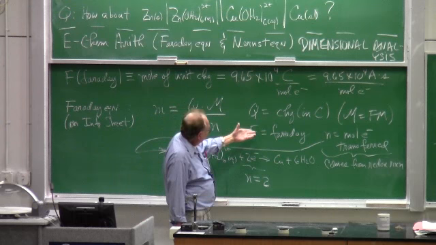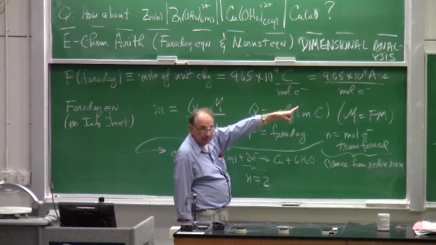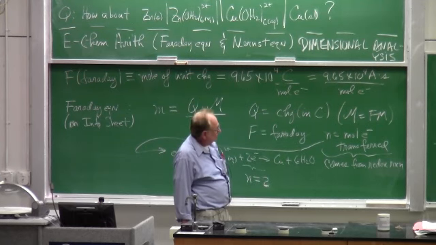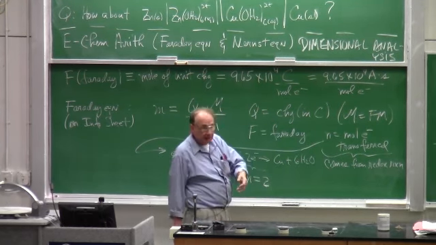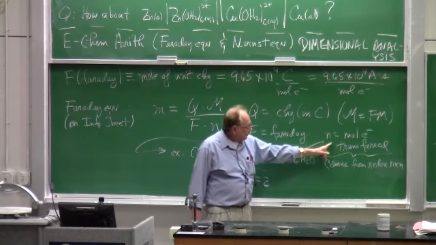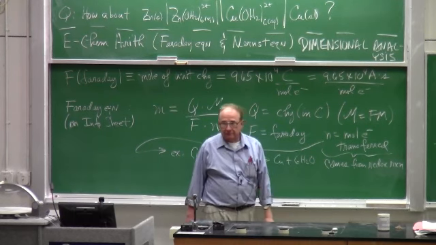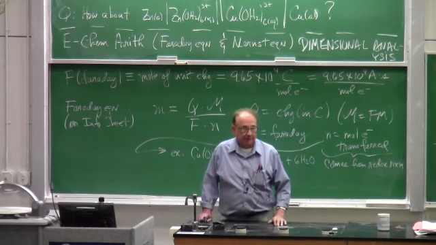So, Q is charge in coulombs, which is the product of amps times seconds. Squiggly M is formula mass, molar mass, same thing. F is the Faraday, and N is moles of electrons transferred.